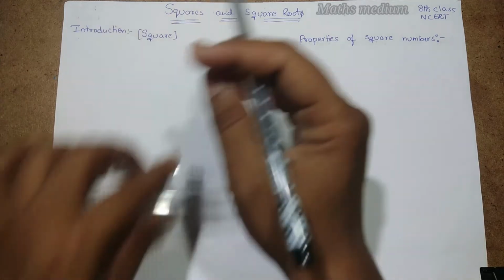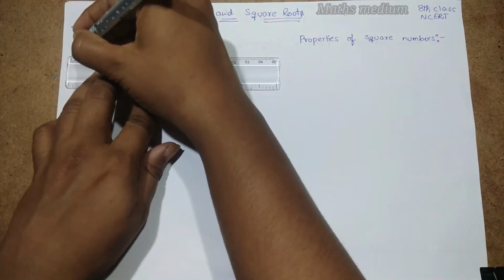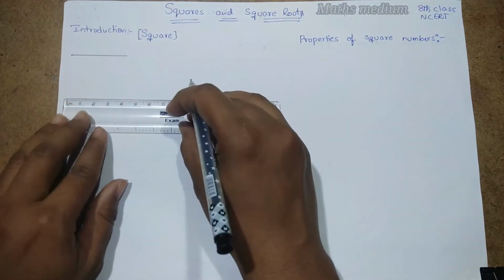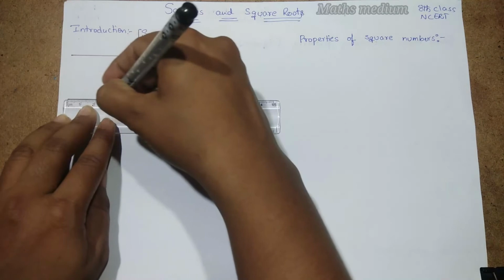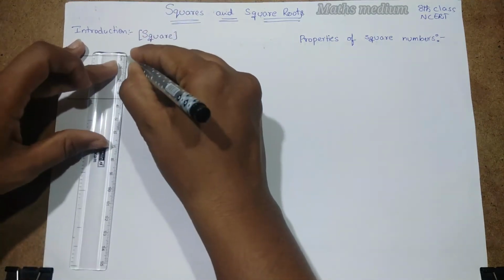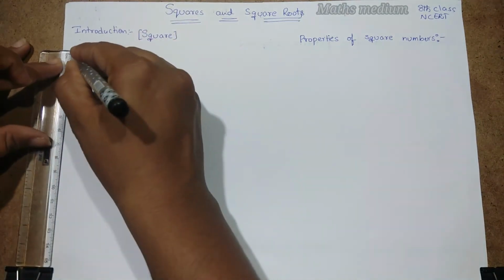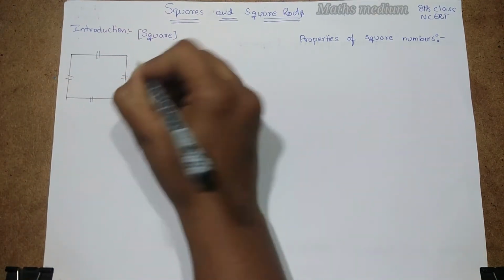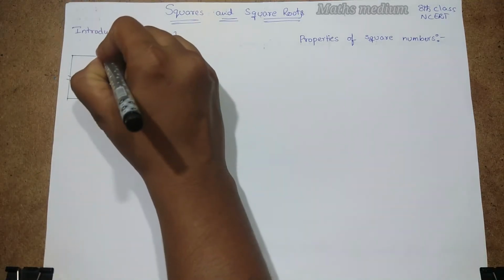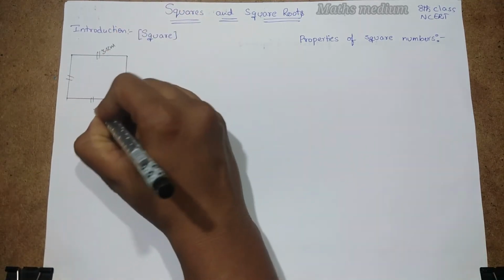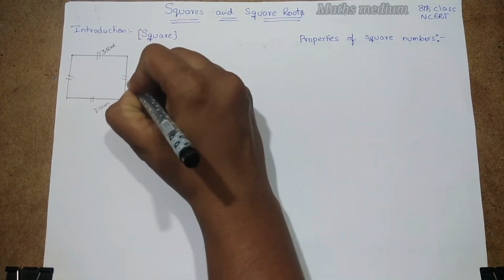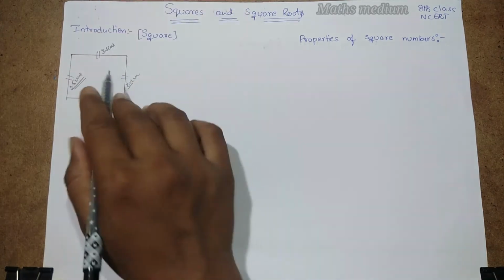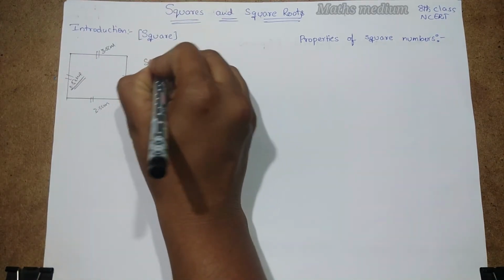A square is nothing but a shape that has four sides with equal length and equal breadth. It means all sides are equal in length. So if you see this, it is a square. So how much is the length of the four sides? If you take 3.5 centimeters here, here also 3.5 centimeters, here also 3.5 centimeters, here also 3.5 centimeters, that is the side of the square.